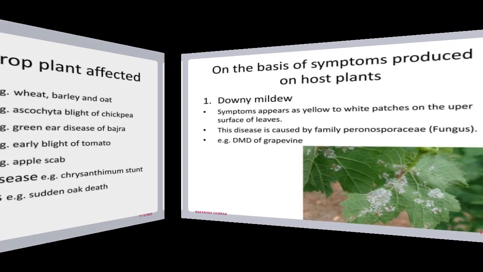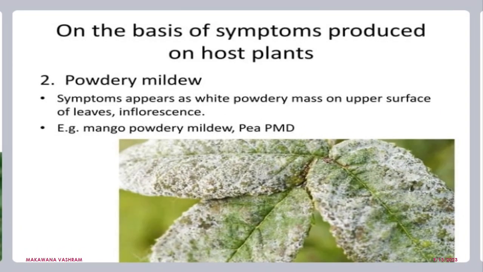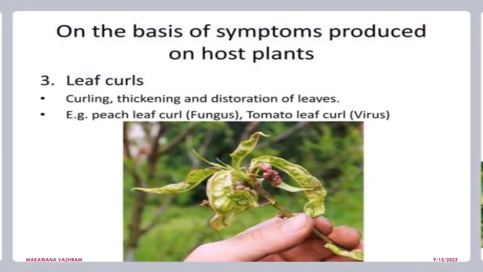You can see this in the diagram. On the basis of symptoms, number one is downy mildew. Symptoms appear as yellow to white patches on the upper surface of leaves. This disease is caused by the family Peronosporaceae. Example: downy mildew of grapevine. Powdery mildew: symptoms appear as a white powdery mass on the upper surface of leaves and inflorescence. Example: mango powdery mildew. You can see the powder form in the diagram.